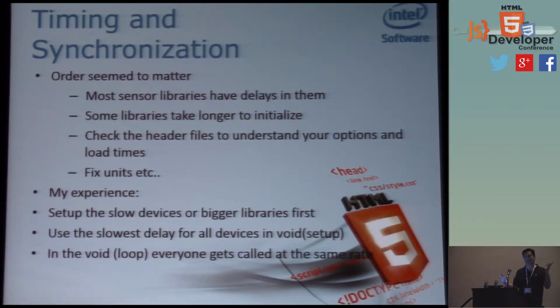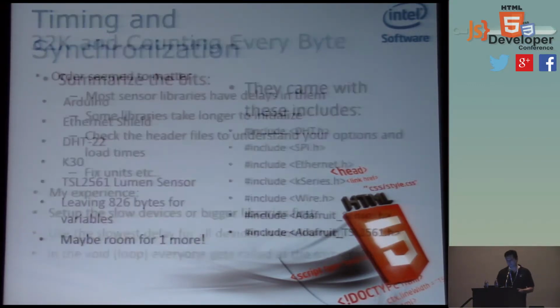That DHT sensor, a ton of people say it only outputs Celsius, but if you go looking, there's one variable in there. If you set it from false to true, it'll output Fahrenheit, which is what we all care about. Well, some of us, anyways. Pretty interesting. So set up the slower, bigger libraries first, and then in the void loop, which is basically your main while loop that runs on the Arduino, everybody runs at the same beat rate, and that will help with conflicts and timing.